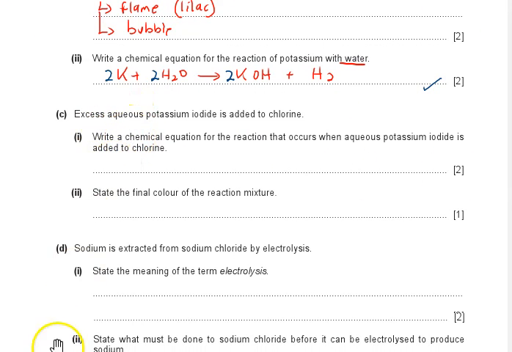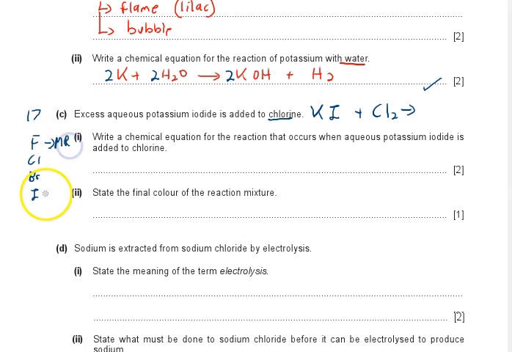Okay, now we move on with the next one. Excess aqueous potassium iodide is added to chlorine. So it's potassium iodide with chlorine. This is more of a displacement process. If you look at group 17 here, we have fluorine, chlorine, bromine, and also iodine. These are the most reactive, and these are the least reactive. So your displacement here.